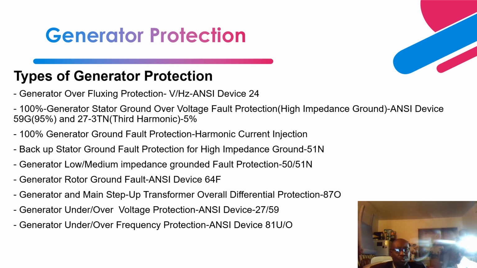Next is the 51N, the neutral time-overcurrent element. It can be utilized as a backup for the 59G. Let's say your 59G fails to protect, then you utilize that. It can also be used as the main grounding scheme for industrial facilities, at the neutral of the generator. Next is 50/51N, which is also utilized for low or medium impedance grounded generators, and this is mostly for industrial facilities.